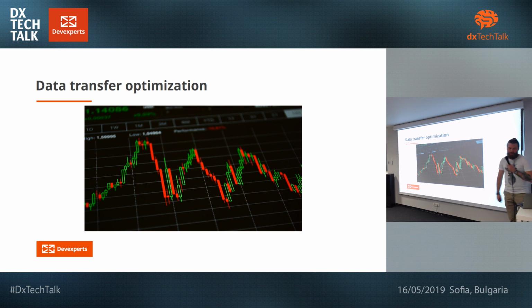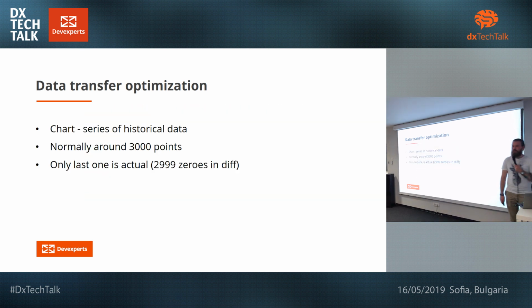This is a chart. The chart is just a series of historical data, and usually, but not strictly so, a chart has around, let's say, 3,000 points. And what if we calculate the diff between the previous chart and the current chart? We will have 2,999 zeros in that diff because only the last point represents the actual data. So all the previous points are history, and they probably will not change ever. So yes, we can feed those 2,999 zeros, each in one byte, but still a lot of bytes we can probably shave off.